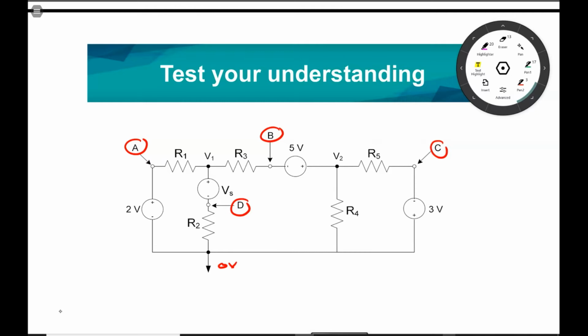Positive minus negative. So A is at the positive of your 2 volt voltage source, and the negative is 0. So 2 is equal to A minus 0. So A is 2. This is the answer.